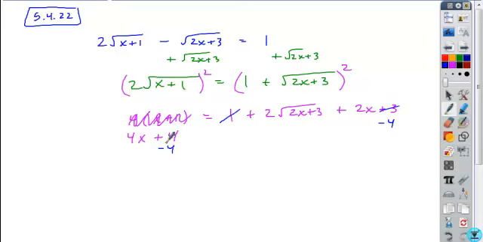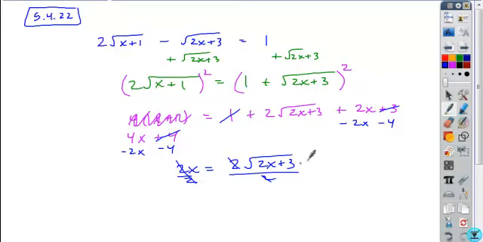And those cancel, and that cancels. I'm also going to subtract a 2x from both sides. So I get a 2x is equal to 2 times root 2x plus 3. And here, when you're looking to isolate your radical, can I divide every term by 2 and not wind up with a fraction? Yeah, so I'm going to do that here. These 2's cancel and these 2's cancel. So I get x is equal to root 2x plus 3.